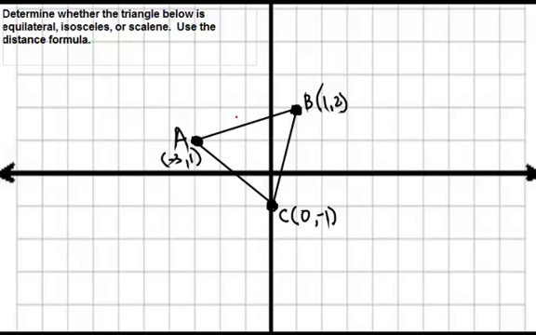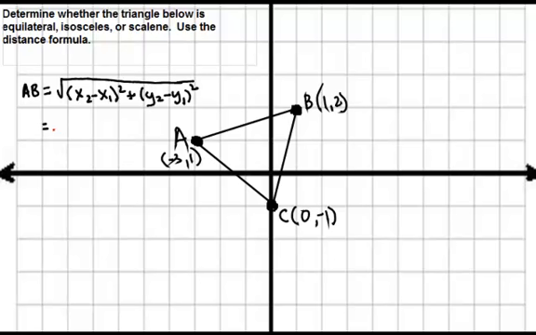I'm going to start with side AB, and I'm going to find the length of AB by using the distance formula. The distance formula, as a review, is the square root of the quantity x sub 2 minus x sub 1 squared plus the quantity y sub 2 minus y sub 1 squared. And again, as we did previously, we don't care which point we choose first. We can start with any x value on AB.